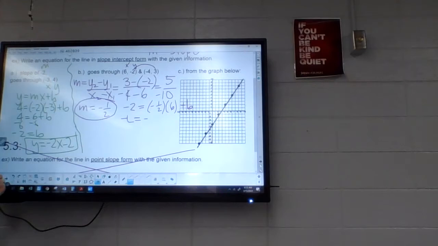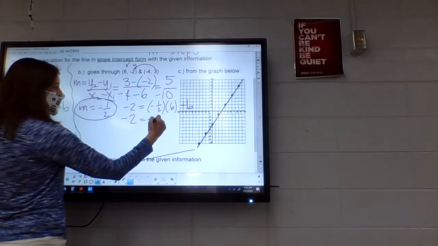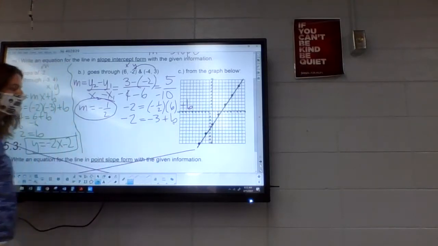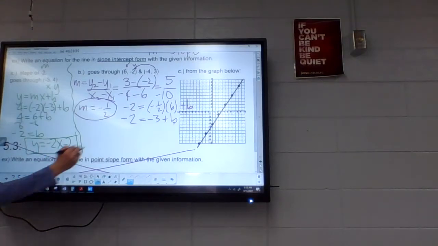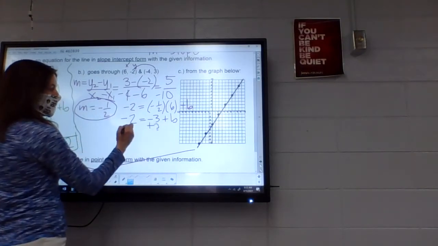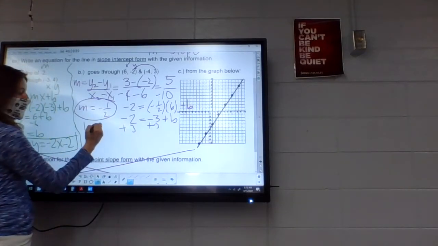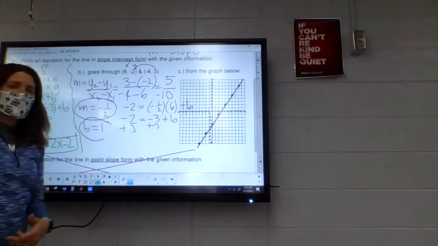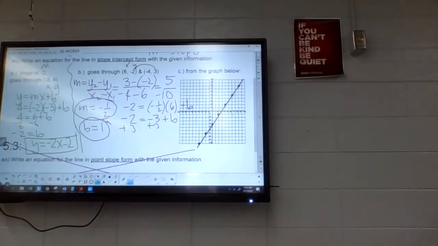What's that? And then we're going to move that 3 over. So b ends up being 1. Now I don't need to see all these steps, you guys, but if you make a small mistake and you have your answer with just your slope and your y-intercept, I think your subtraction was just, you should have been adding 3.